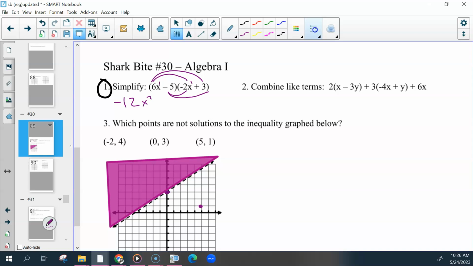Then the next one, 6x times 3, would be plus 18x. Negative 5x times negative 2x is positive 10x. And negative 5 times negative 3 is negative 2. And then you would combine like terms. So negative 12x squared plus 28x minus 15 will be that final answer. Questions on that one?